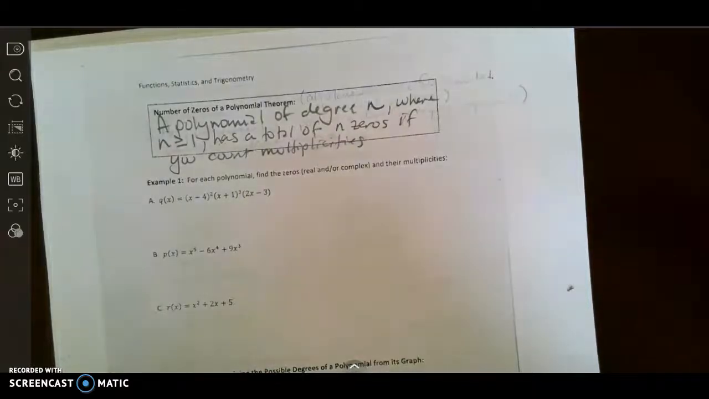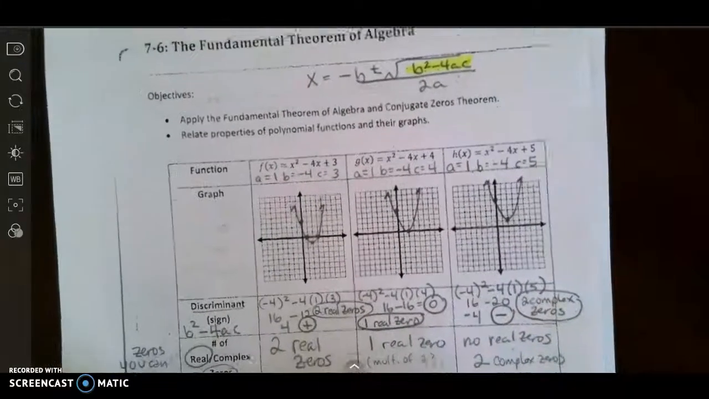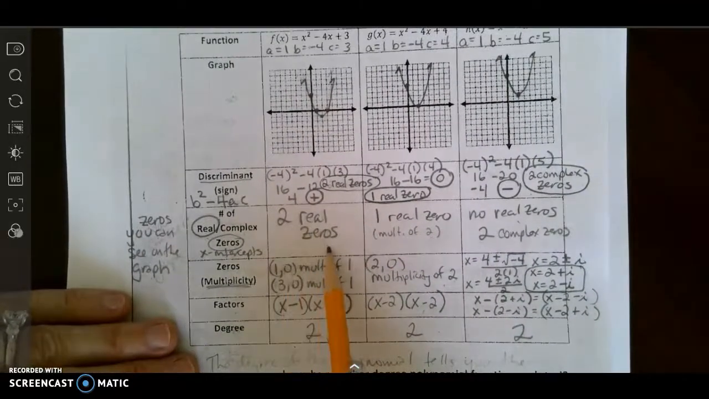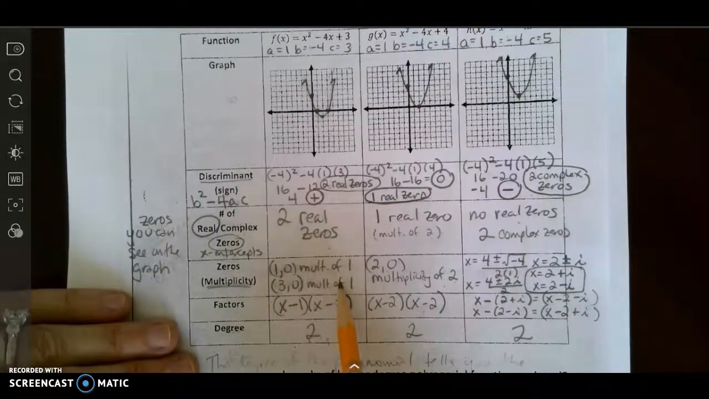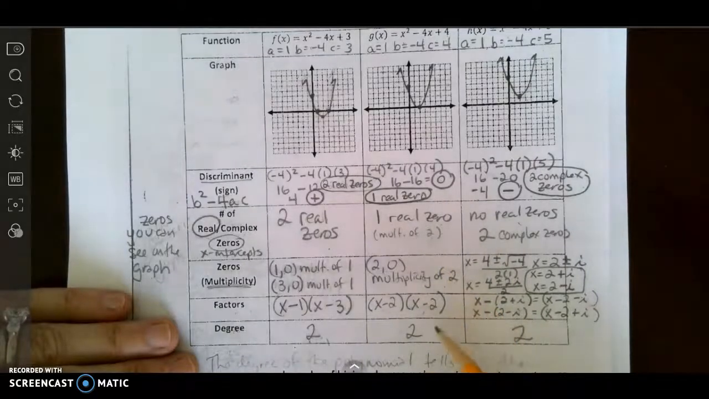So in our previous page of notes, we had a second degree, and it had 2 real zeros, each one having a multiplicity of 1. So 2 zeros, each had multiplicity 1. Here we had only 1 real zero, but it had a multiplicity of 2. And that's why it was still a second degree. My multiplicities add up to 2.